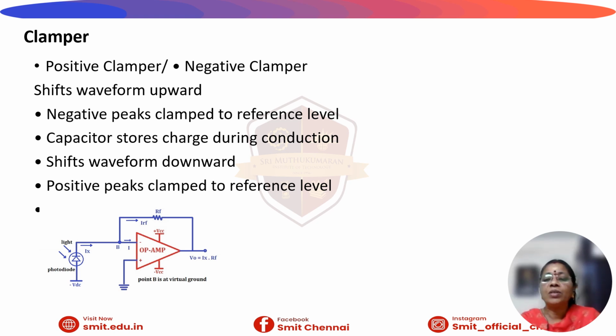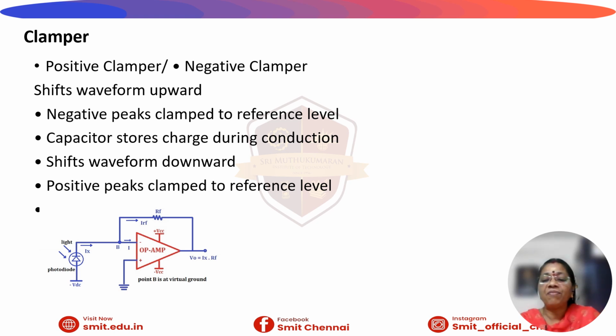Positive clamper shifts the entire waveform vertically upward. The negative peaks of the signal are clamped to a specific reference level. Negative clamper means it shifts the waveform vertically downward. The positive peaks are clamped to the reference level. So the precision clamper typically uses an op-amp, a diode, a capacitor and a resistor.